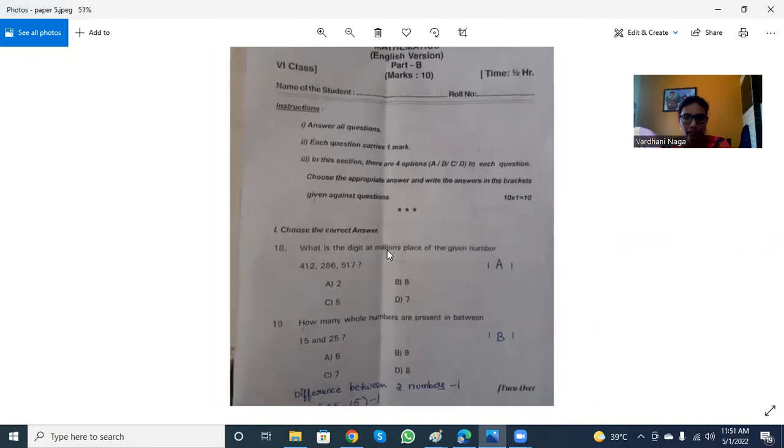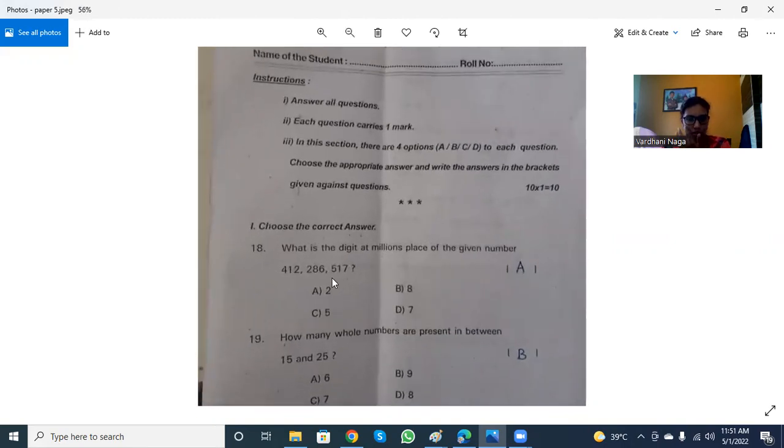Next, there is a bit paper for 20 marks. Let's solve this bit paper. I have already solved. Let me explain. What is the digit at millions place of the given number? Okay. So ones, tens, hundreds, thousand, 10,000, 100,000 and million. So international system only will have millions. There are no lakhs. So 2 is in the millions place.